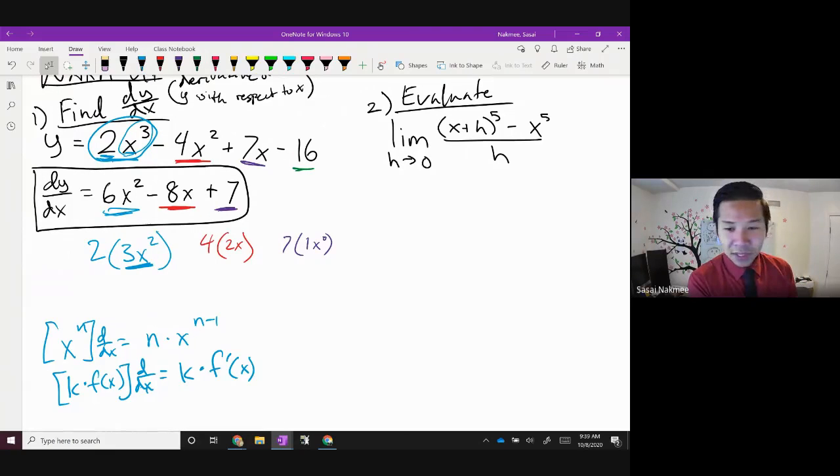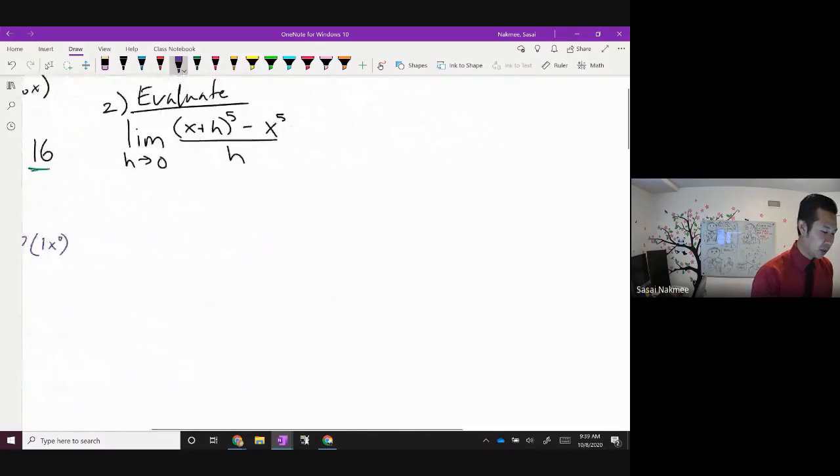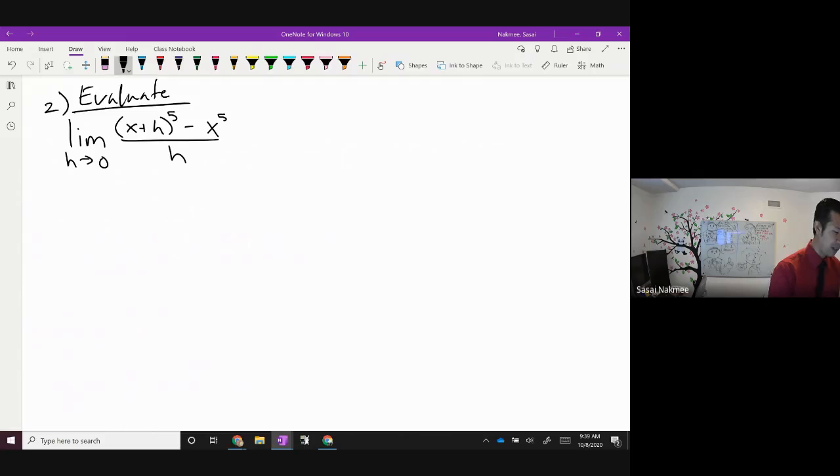And you could try to evaluate this one. You could try direct substitution, which won't work because you get 0 over 0, which is undefined. So you have to try to simplify it. One method you could use is expanding the binomial of x plus h to the 5th power. So you could rewrite this as the limit as h approaches 0 of, you ready?